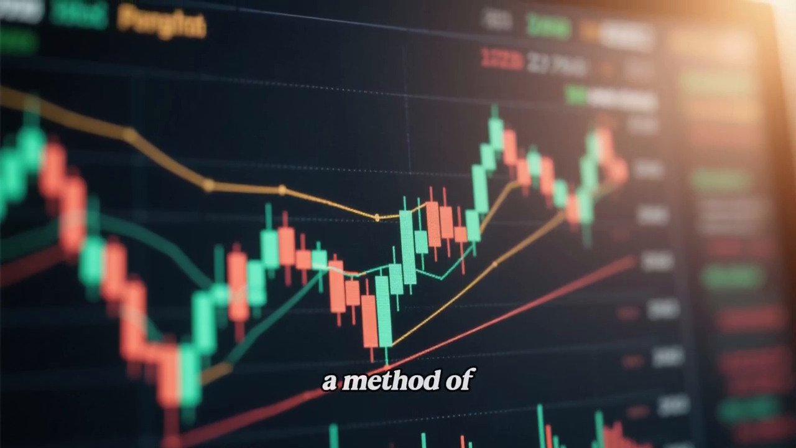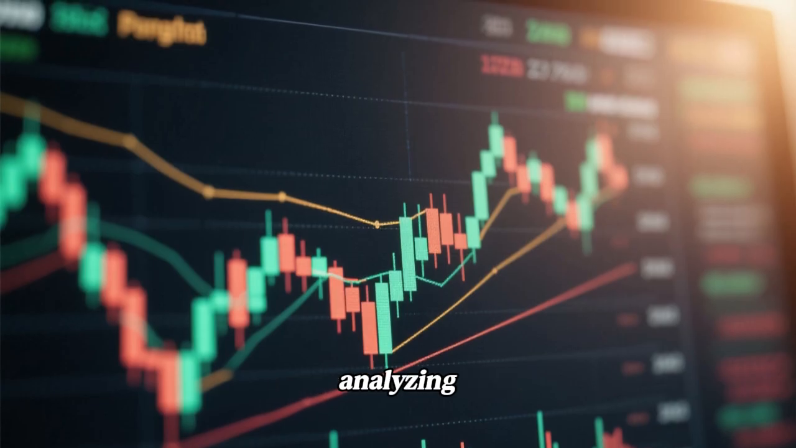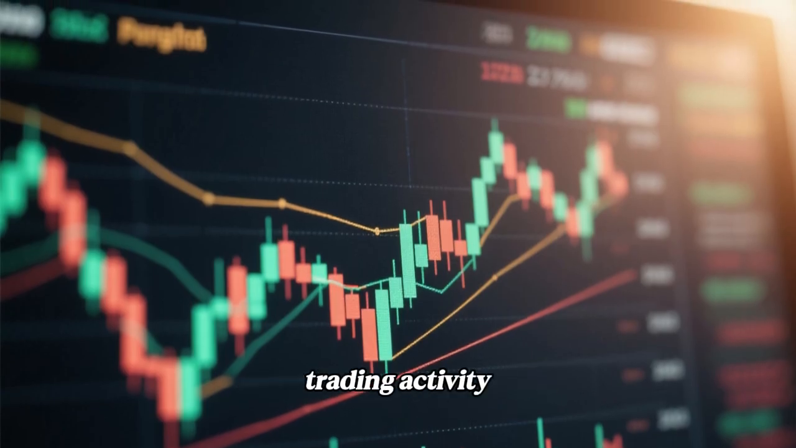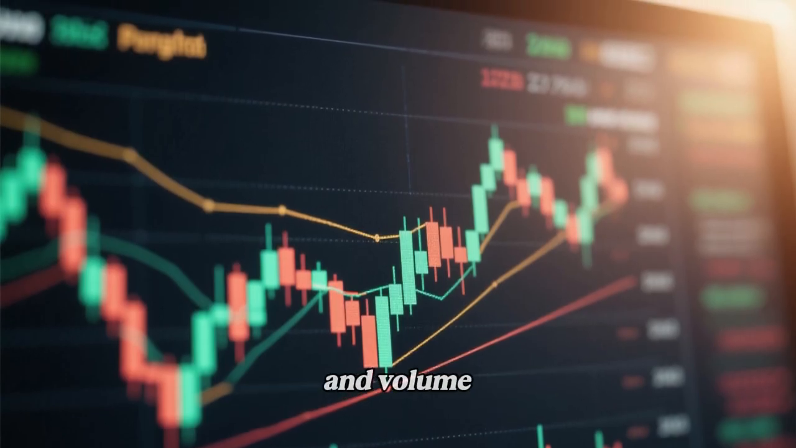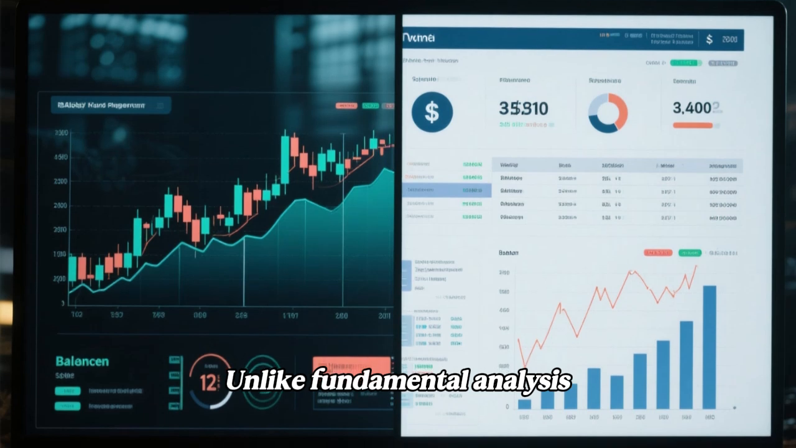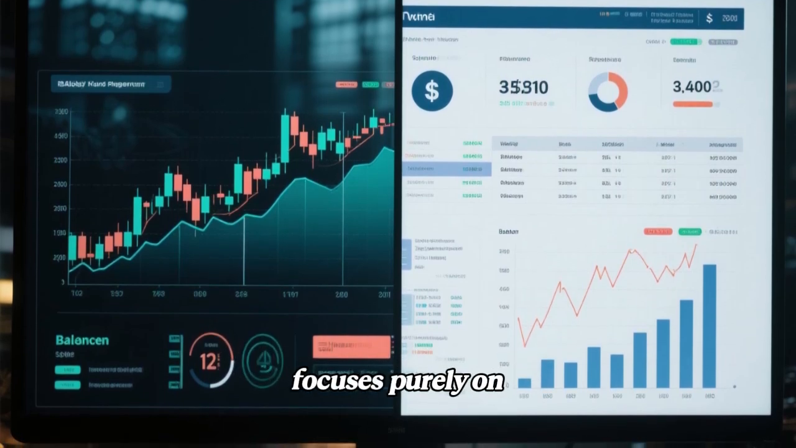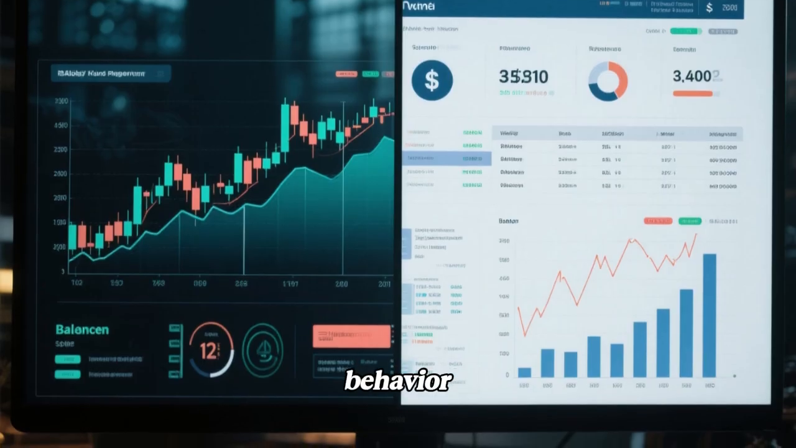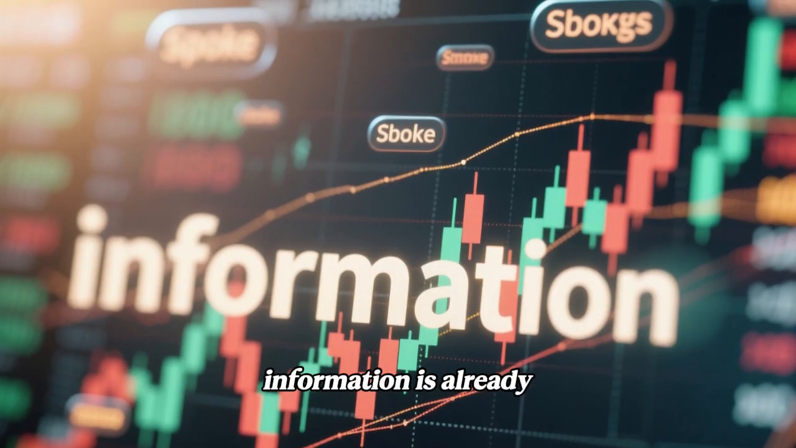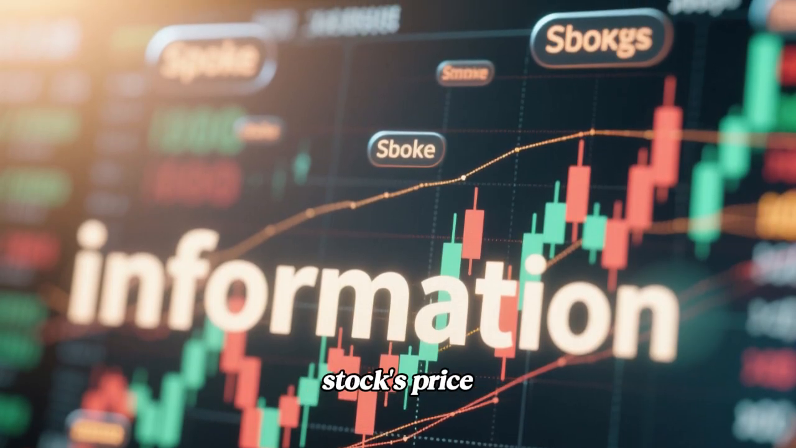Simply put, it's a method of evaluating stocks by analyzing statistical trends gathered from trading activity, like price movement and volume. Unlike fundamental analysis, which looks at a company's financial health, technical analysis focuses purely on market behavior. The core idea is that all known information is already reflected in the stock's price.